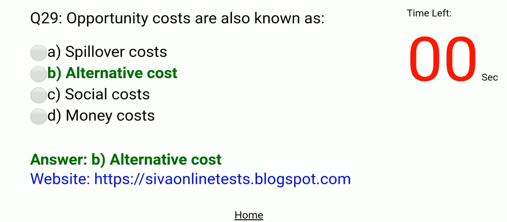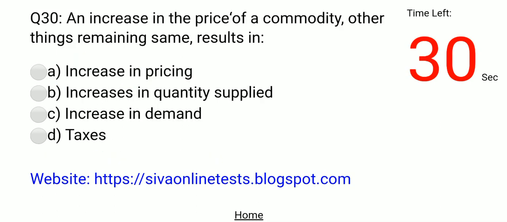Answer. B. Alternative cost. Question 30. An increase in the price of a commodity, other things remaining the same, results in. Options. A. Increase in pricing. B. Increase in quantity supplied. C. Increase in demand. D. Taxes.